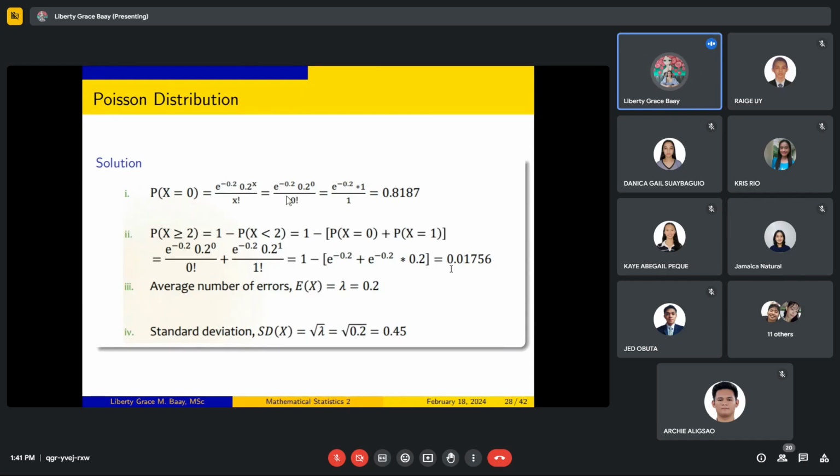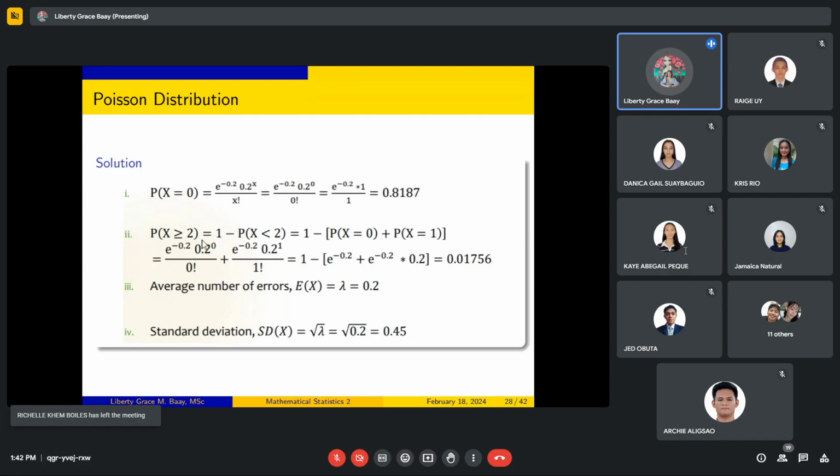So 0.2 to the 1 divided by 1 factorial. Okay? So this is equal to, the answer is 0.0176. So, class, to make your decimal places uniform, round off into 4 decimal places. On your pretest, if I didn't instruct how many decimal places, I will check whether your calculation is correct. So the answer is this one, or 1.76%.